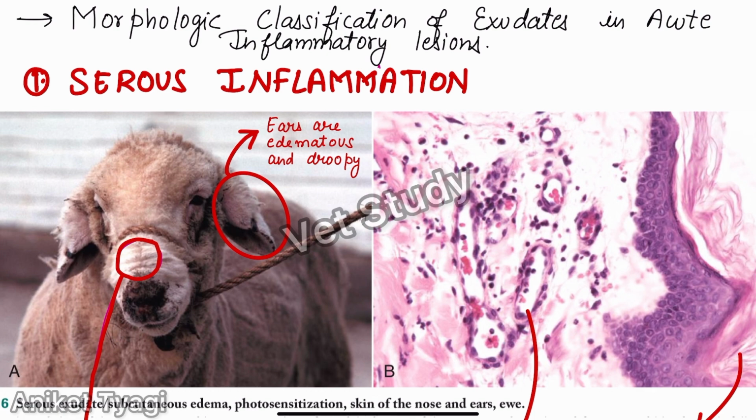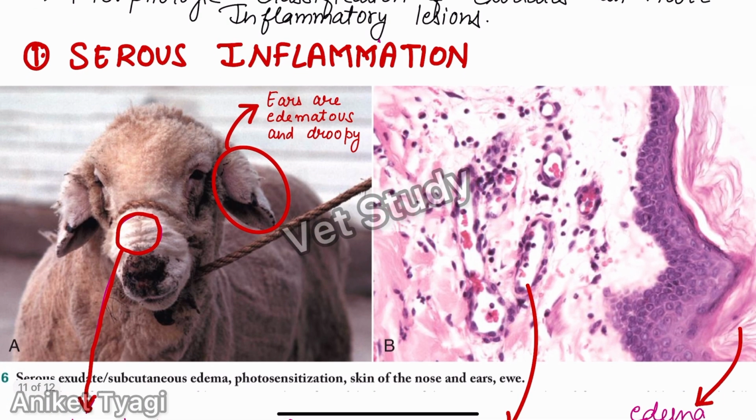After this, we have some microscopical features in which the connective tissue fibers are separated widely, and capillaries and post-capillary venules are dilated with erythrocytes, which is known as active hyperemia, right? And endothelial cell lining may be hypertrophied, their size may be increased or maybe not.